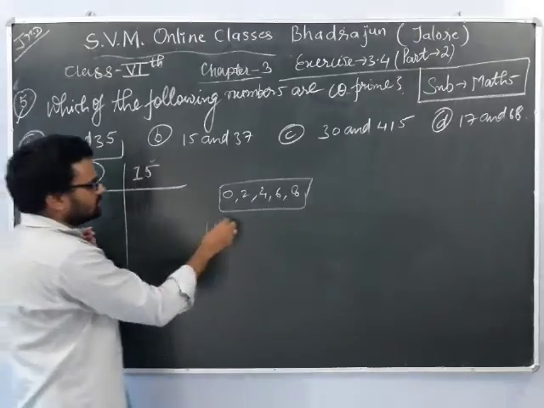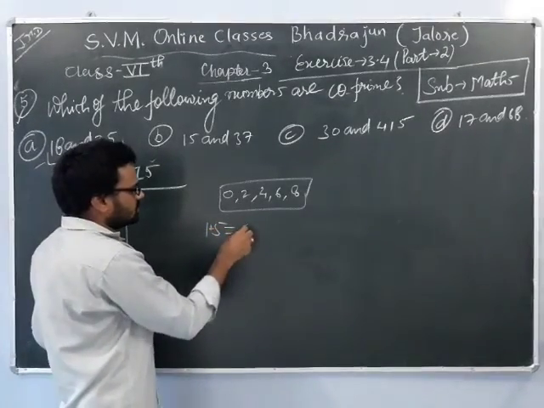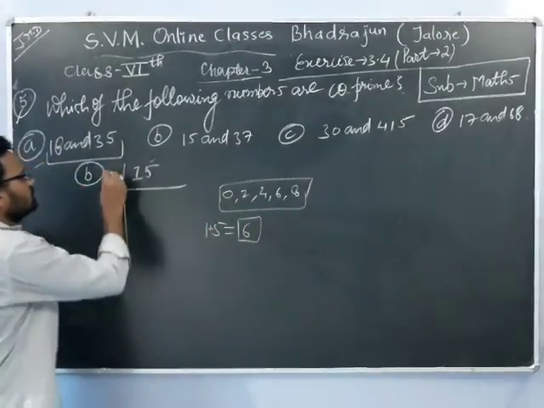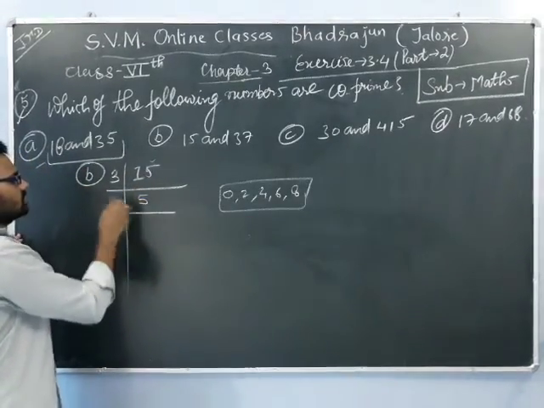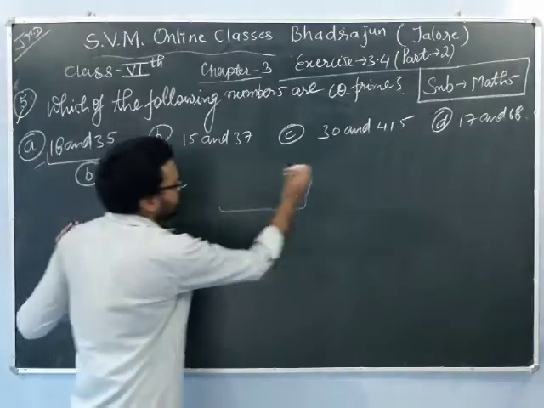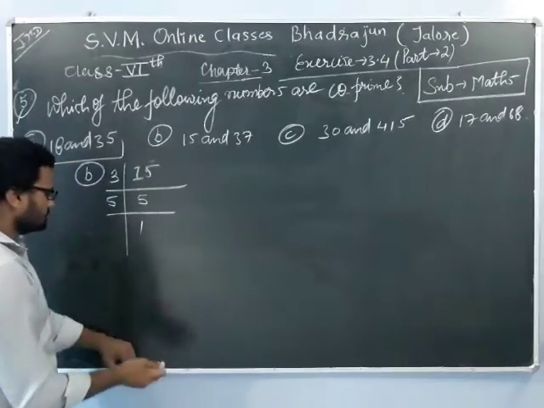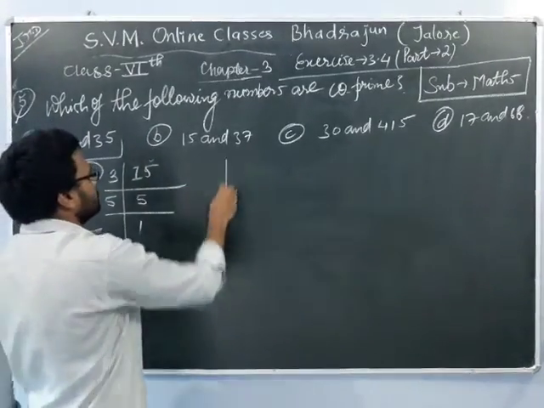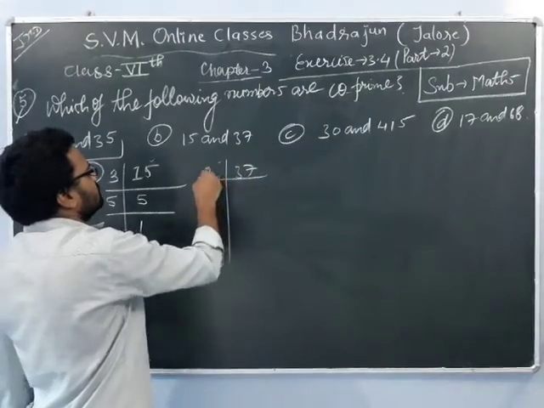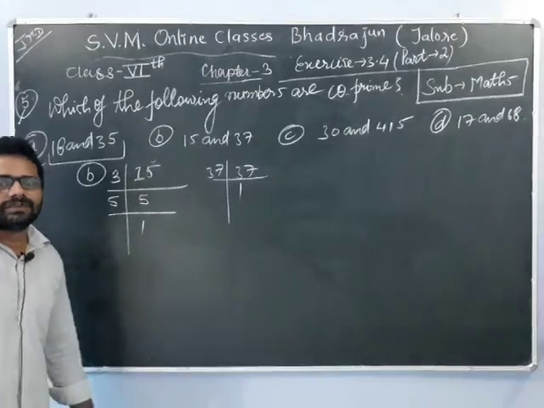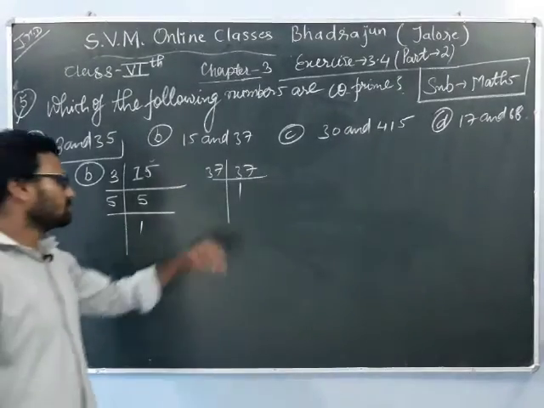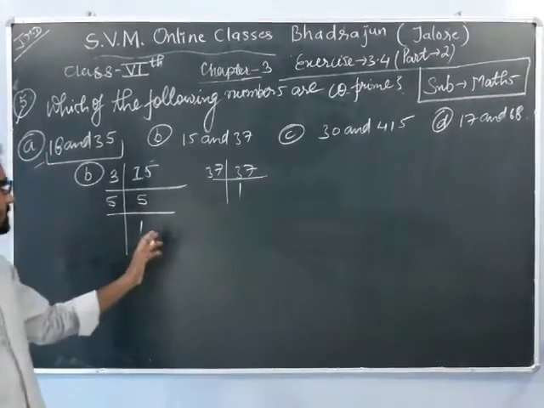So here the number is 15, we will add 1 and 5, it is 6. Now this number is divisible by 3, so we will divide it by 3. 3 5s are 15 and 5 1s are 5. Okay, now here we will see this is 37 and 37 is a prime number, so 37 1s are 37. 37 will not divide by any other number except 37 and 1. Okay, so I have just divided 37 by 37.